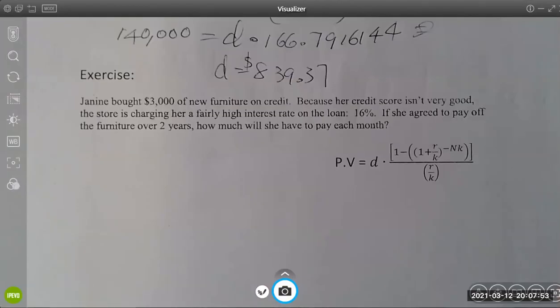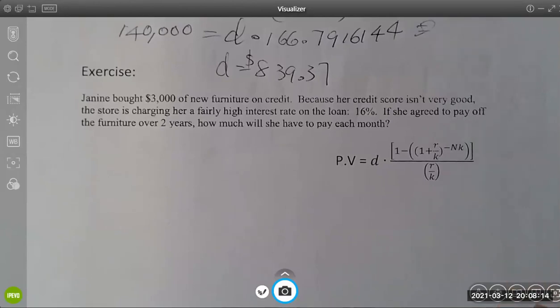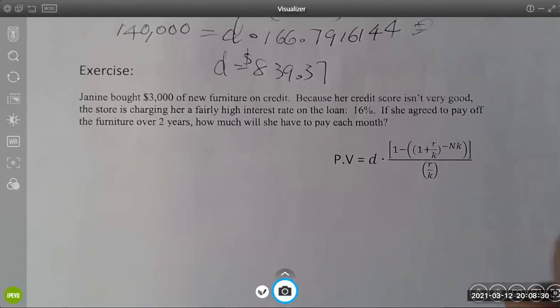Janine, I guess is how to pronounce it, but I'm not 100% sure about that, so just call it Janine. Janine bought $3,000 of new furniture on credit. That means she borrowed the whole thing, $3,000. That's the total debt. Because her credit score isn't very good, the store is charging her a fairly high interest rate on the loan, 16%. 16% is not fairly high, it's very high. It's like robbery, basically, in my opinion. If she agreed to pay off the furniture over 2 years, how much will she have to pay each month?